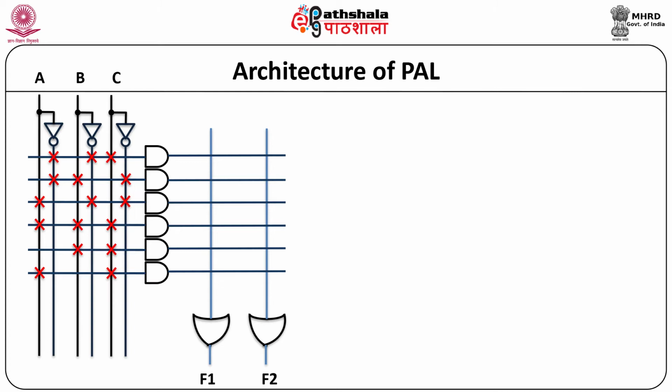The interconnections are programmable. For example, the first AND gate produces the logical ANDing of the first two complemented inputs and the uncomplemented third variable, for example, A bar, B bar, C, whereas the second AND gate provides the term A bar, B, C bar. The last AND gate generates the product term AC.